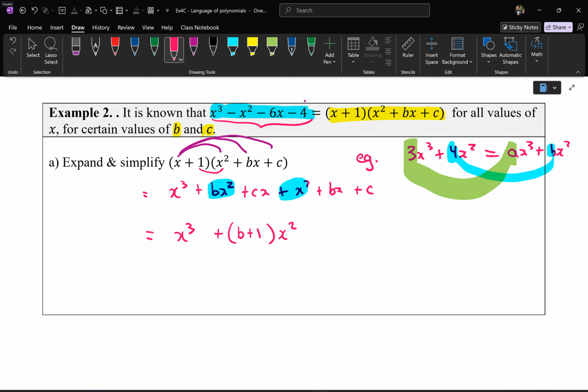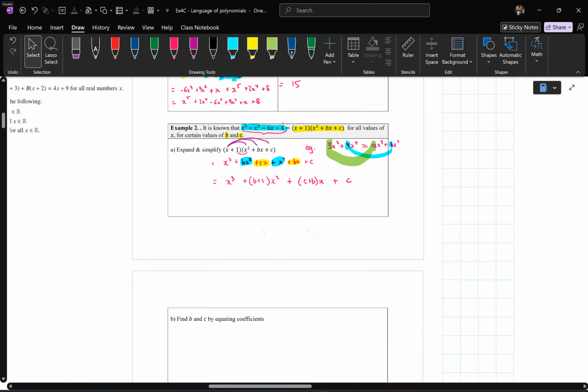Correct. Factorize it. And the reason why you want to factorize is because then you've got the coefficient of x squared. That way you can then compare later. So you've got b plus 1 is the coefficient of x squared. Do the same for the x's. So cx plus bx. What you should have now is c plus b is the coefficient of x. And then your last one is plus c. That's going to be key for the next step.